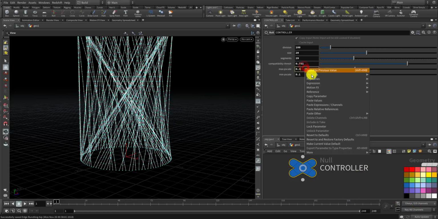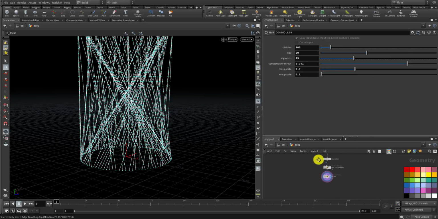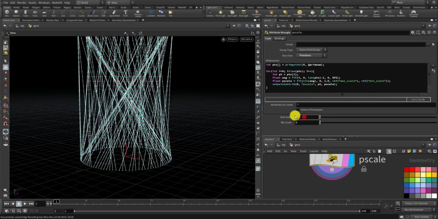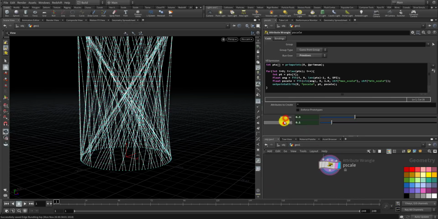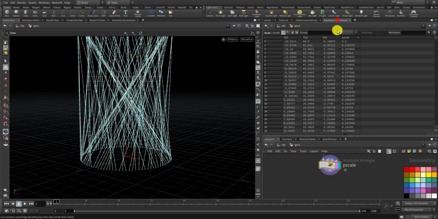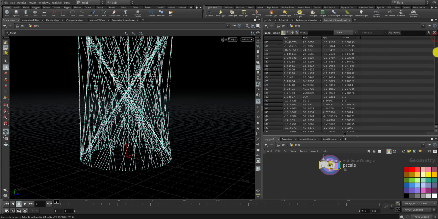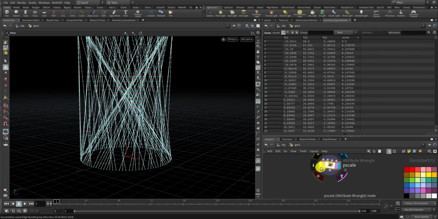Okay, and copy this parameter and paste it here. Also paste it here, then rename the max to minimum. Okay, let's check the P scale again. Okay, now I have the P scale in between 0.3 to 0.1. Yep. And it should also have a sine curved interpolated value. Alright.